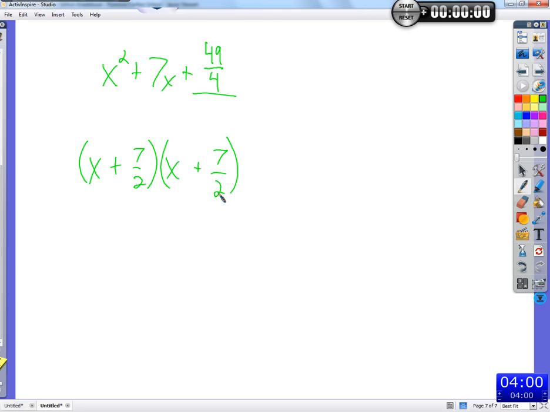It does factor nicely. If we were trying to solve an equation that involved this, we'd just have x + 7/2 squared equals, well, I don't know, because it's not an equation right now. We take the square root of both sides. So that's exactly how you want us to do it? We write it as 7/2, is that what you mean? Yeah.